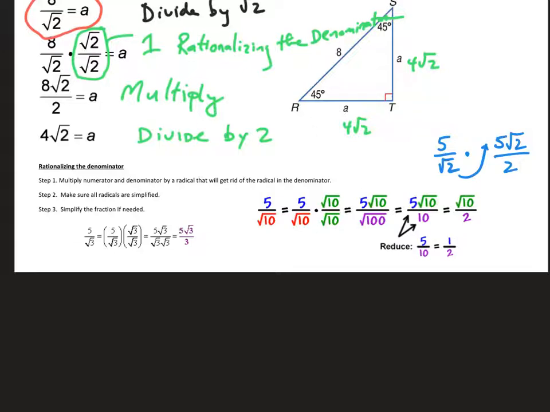So if it was an even number, so for instance, if we had 18 over the square root of 2, I'm going to move the square root of 2 upstairs. So I get 18 square roots of 2, and then just remove the radical downstairs over 2. And now I have to simplify. What is 18 divided by 2? I get 9 square roots of 2.